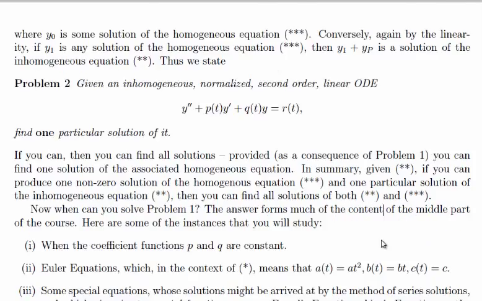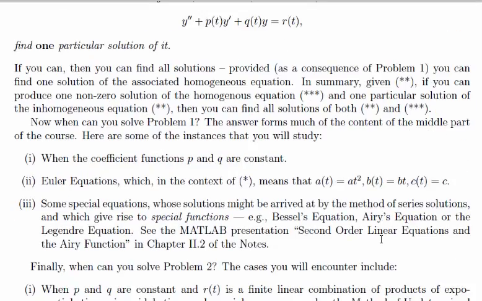Now, when can you solve problem 1? The answer forms much of the content of the middle part of the course. Here are some of the instances that you will actually study. First, when the coefficient functions p and q are constant. Second, so-called Euler equations, which in the context of the original formulation of an inhomogeneous problem, is when the coefficients take this form. So it's when you have an equation in which the coefficient functions are monomial, and the degree of the monomial matches the degree of the derivative in any particular term.